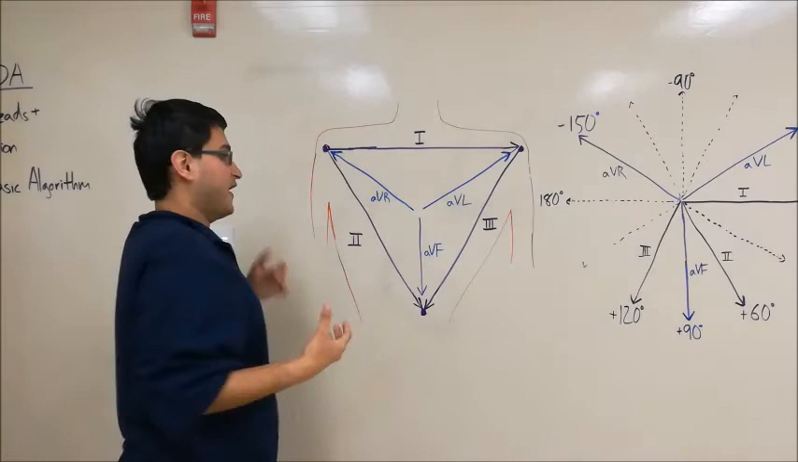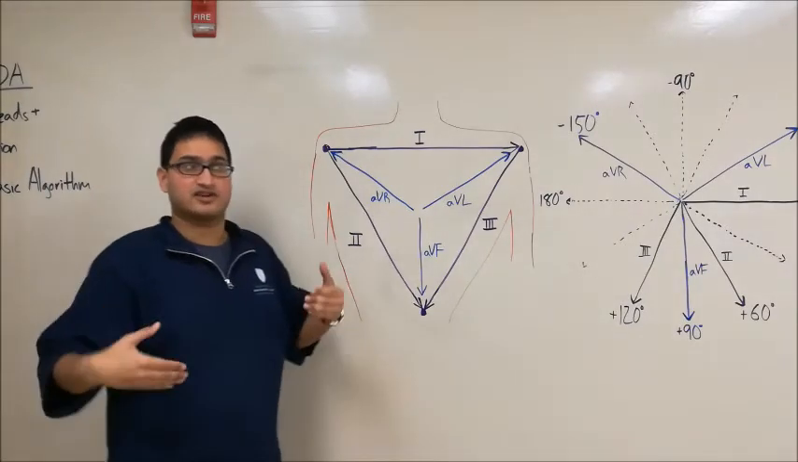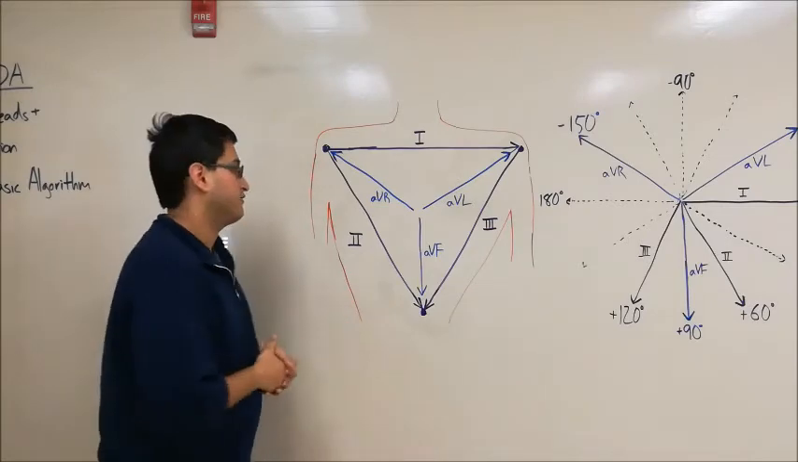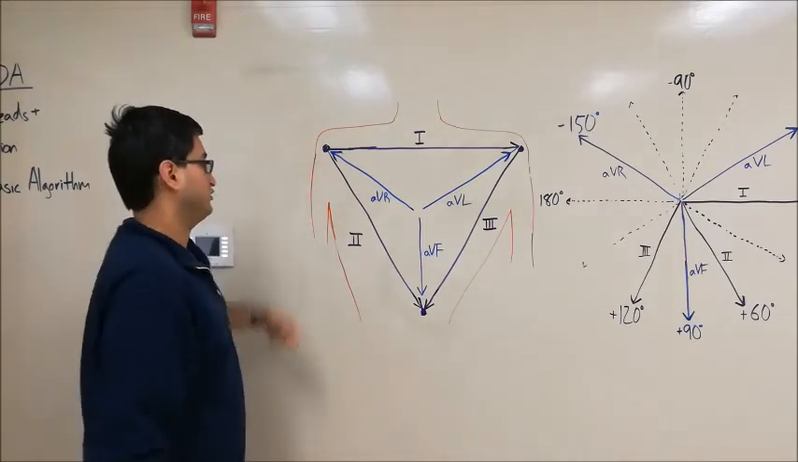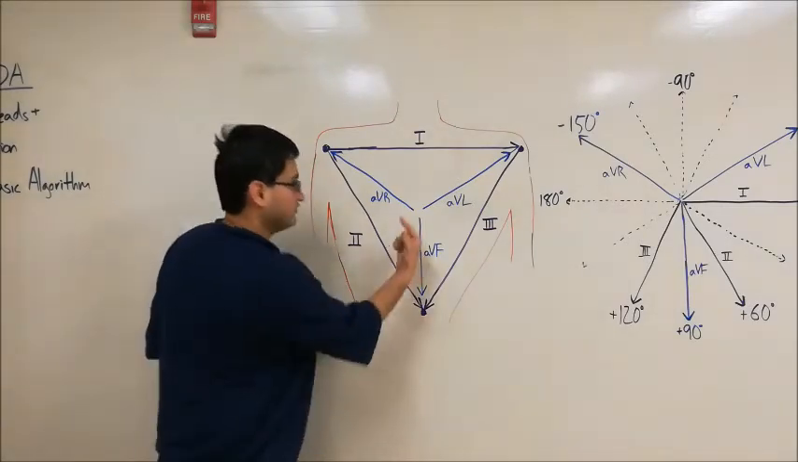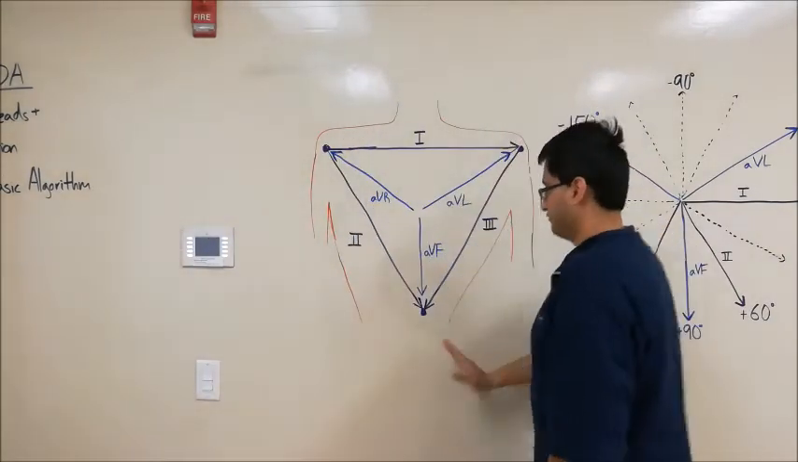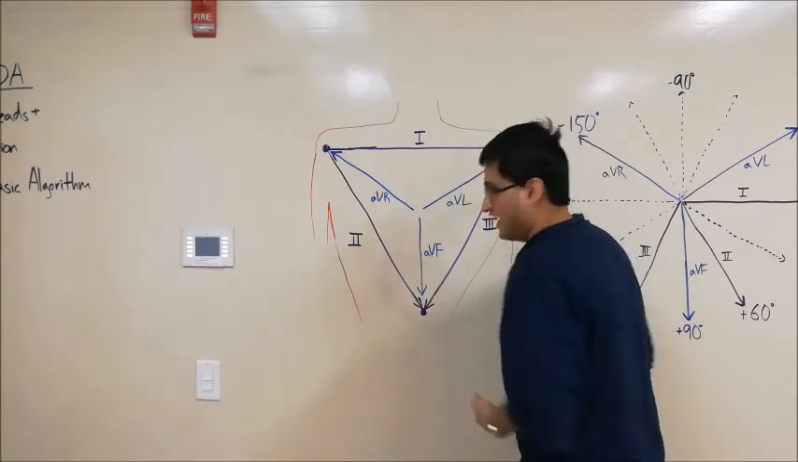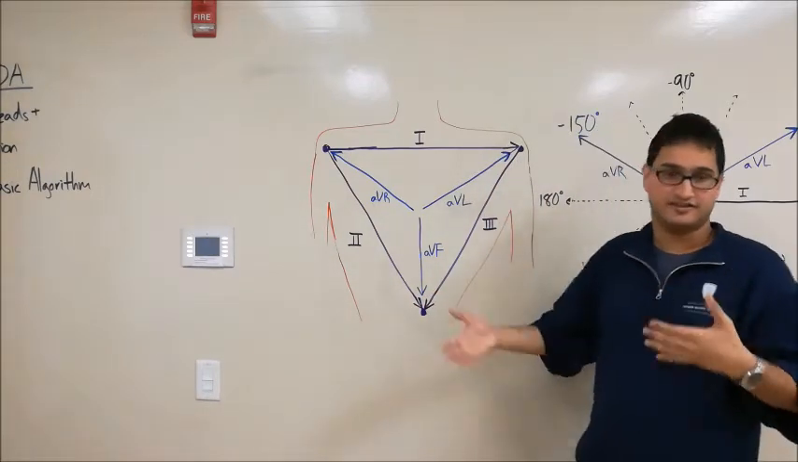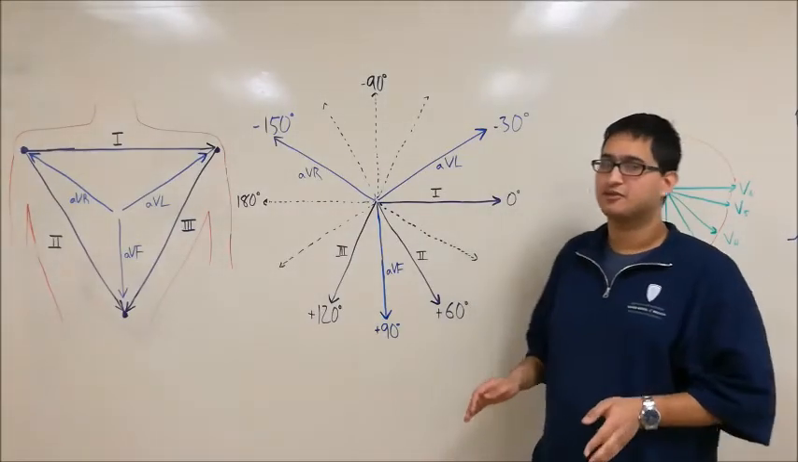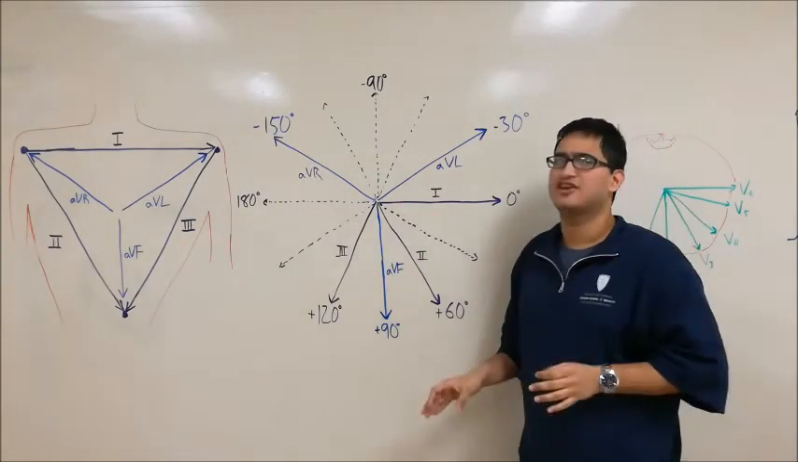So to summarize, the leads basically give you a perspective on electrical activity coming from different parts of the patient's body that are represented by these arrows. So looking down here, up here, down here, or looking from this side, or from this side. And you can kind of imagine it as eyes, if you will, that are looking at electrical activity that are going towards them.